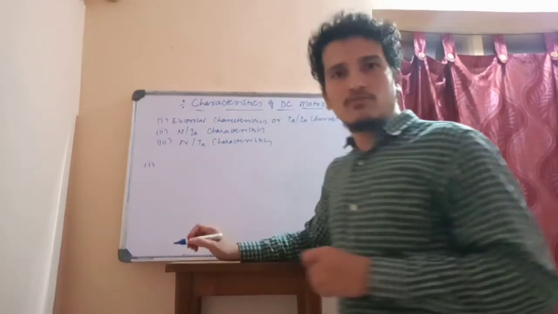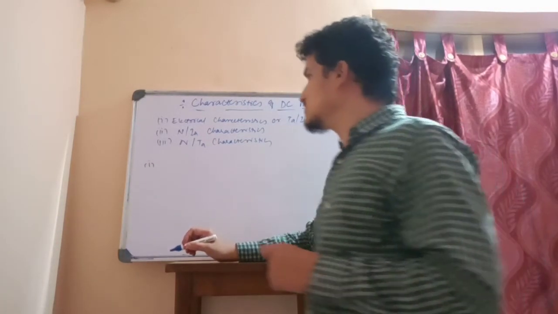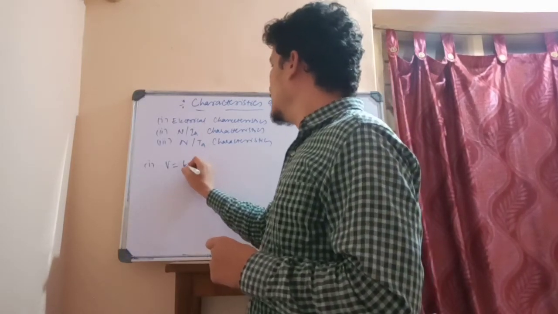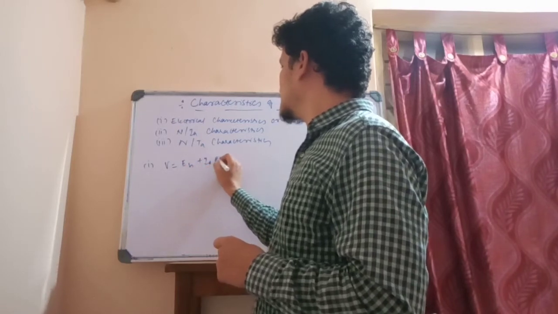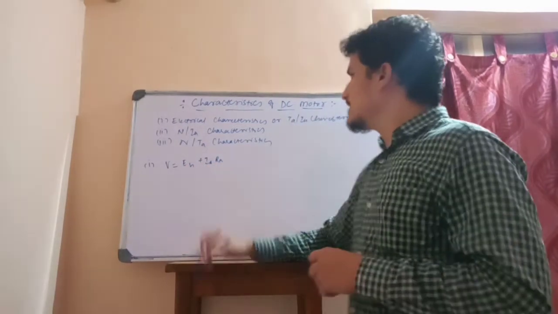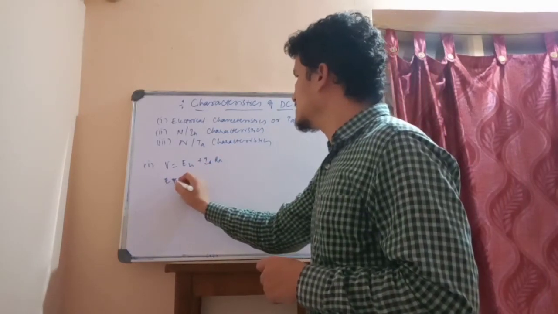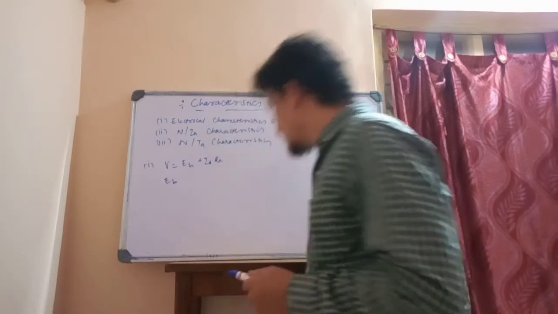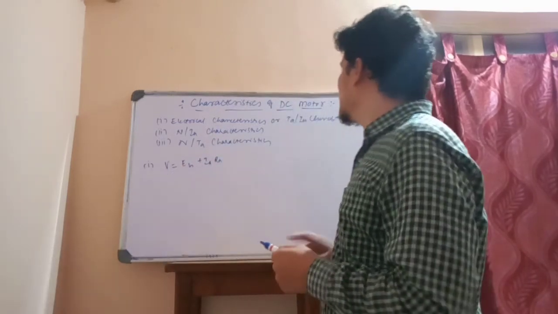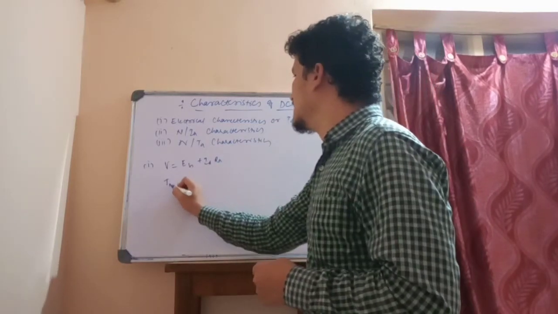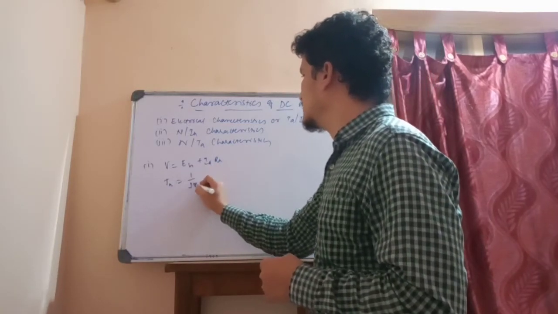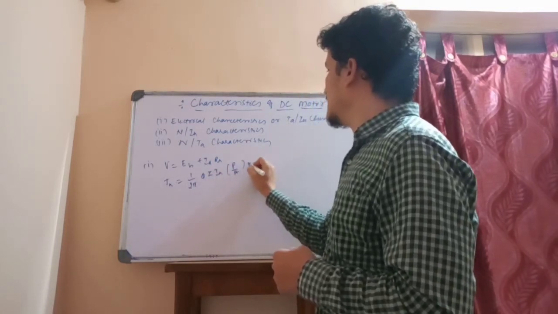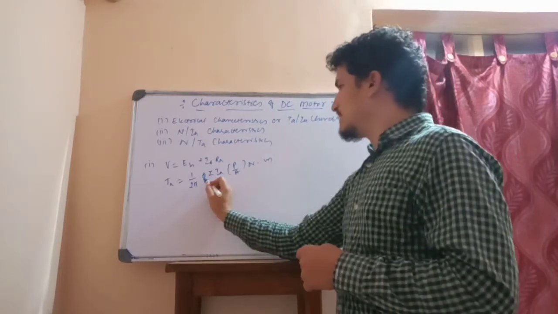We know that for a shunt motor, what is the equation? V must be equal to Eb plus Ia Ra, right? Yes, Ia Ra. Now what is Eb? Now what is the torque equation? Torque equation Ta is equal to 1 by 2 pi into phi into Z into Ia into P by A Newton meter.